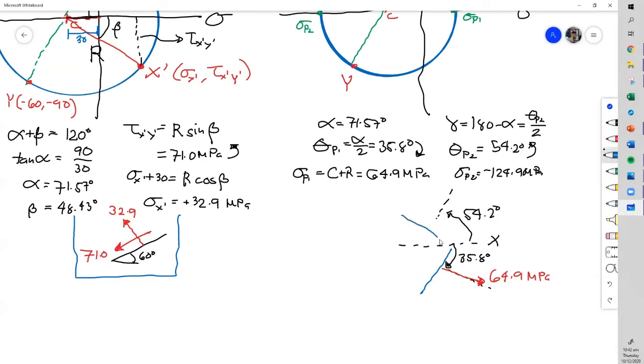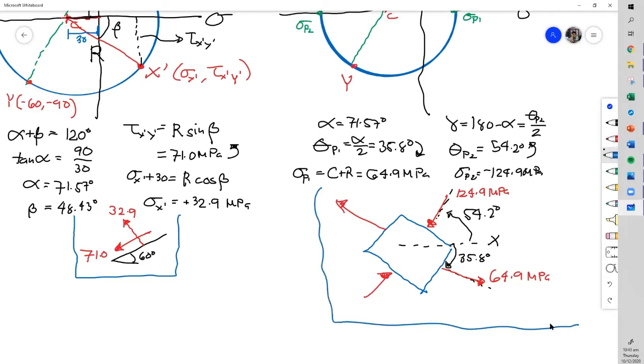So again, meron kang axis. Plane. So sabi naman dyan, dapat negative 124.9 megapascals. Okay? So you complete that, complete the state of stress. This is 124 and this is also tensile. So this is now your state of stress in terms of the principal axis.